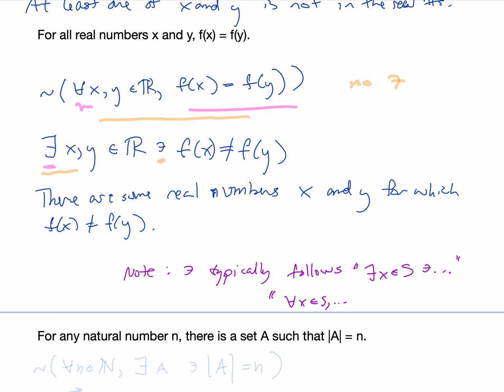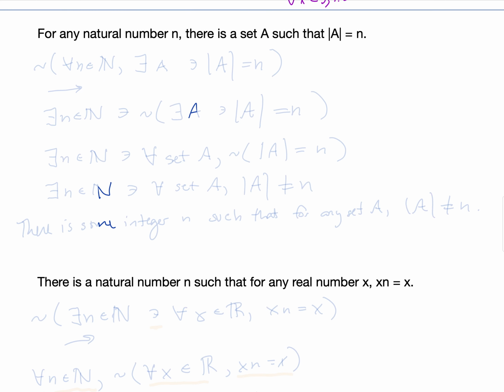Okay. For any natural number n, there is a set A such that the cardinality of A is equal to n. So we're negating for any n in the natural numbers, there exists a set A such that the cardinality of A is equal to n. That's what we're trying to negate. We do the negation from the outside in. If we're trying to negate for all statement, that's a there exists statement.